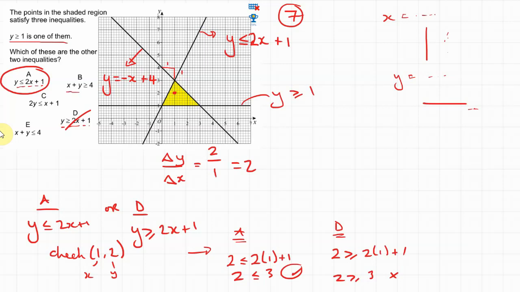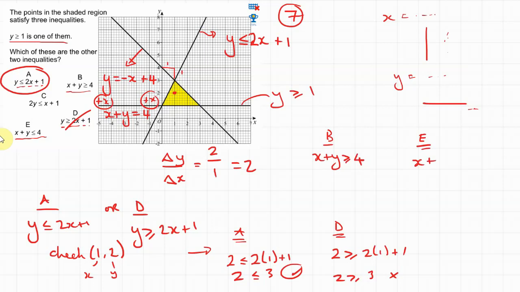And we can see these two are looking pretty similar. So if I add x to both sides, I'm going to get x plus y equals 4. So we can see that B and E are equations that look like they're fighting for which one is right. It just depends which side of the line we've shaded.